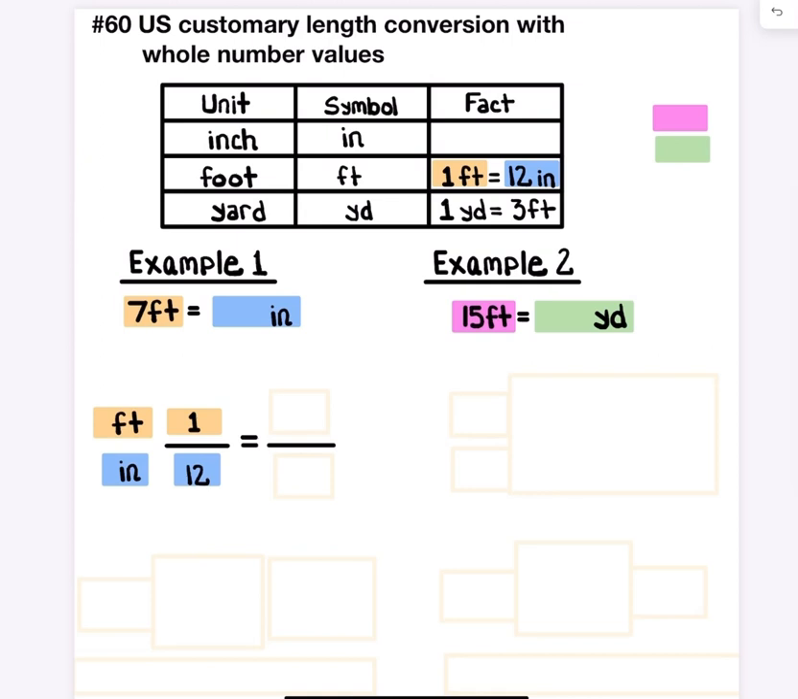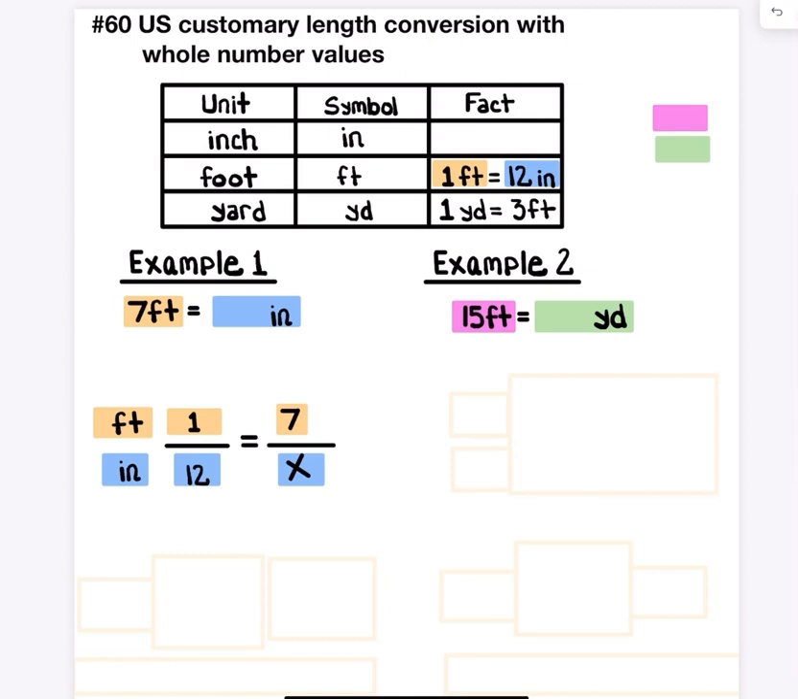Next, we want to find the numbers to place in our second fraction. We will find these numbers in the given problem. I'm converting 7 feet into inches. So the 7 is going to go in the numerator since it's feet. And let's use x for inches since we don't know how many inches. Since it's inches, that goes in the denominator.